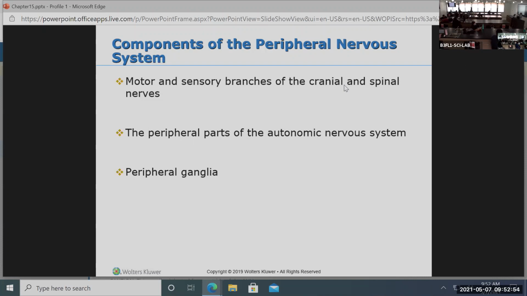Question is about the PNS, the peripheral nervous system. Anybody? Cranial and spinal nerves. How many are there? 12 cranial, 31 spinal. Very good. Those are part of my peripheral nervous system: 12 pairs of cranial nerves, 31 pairs of spinal nerves.